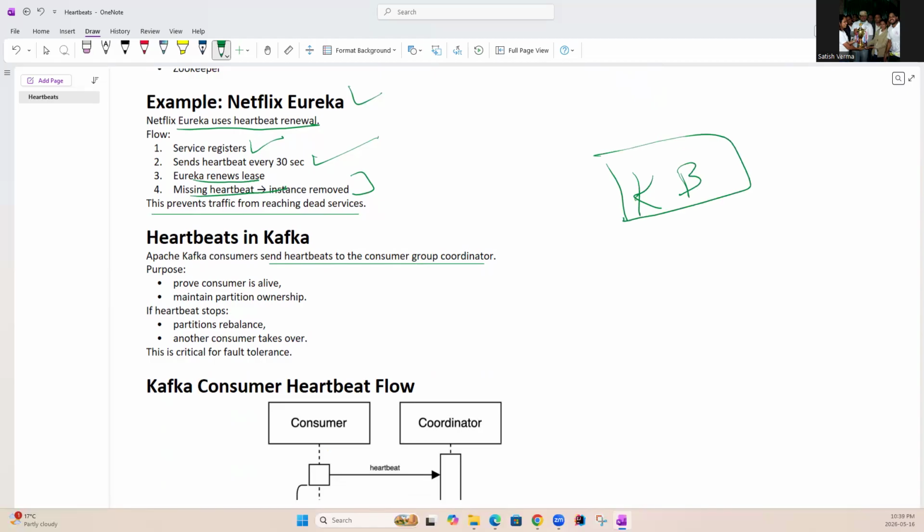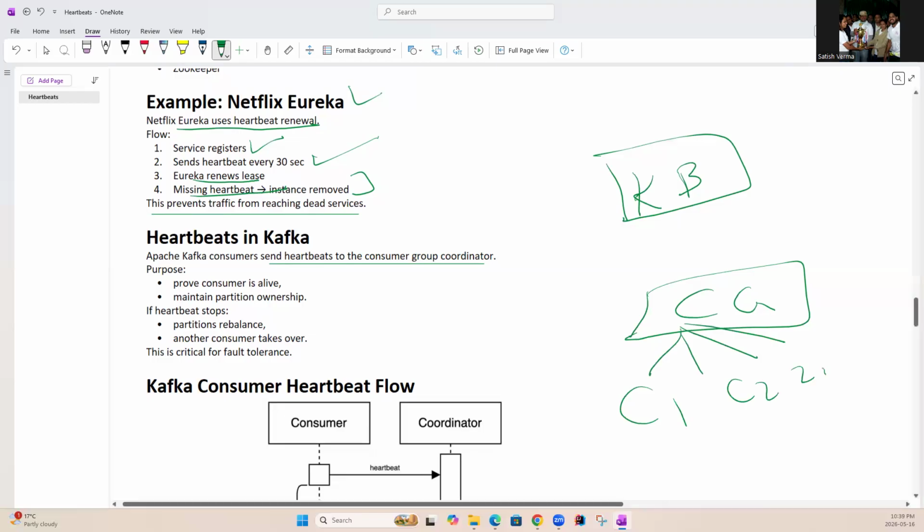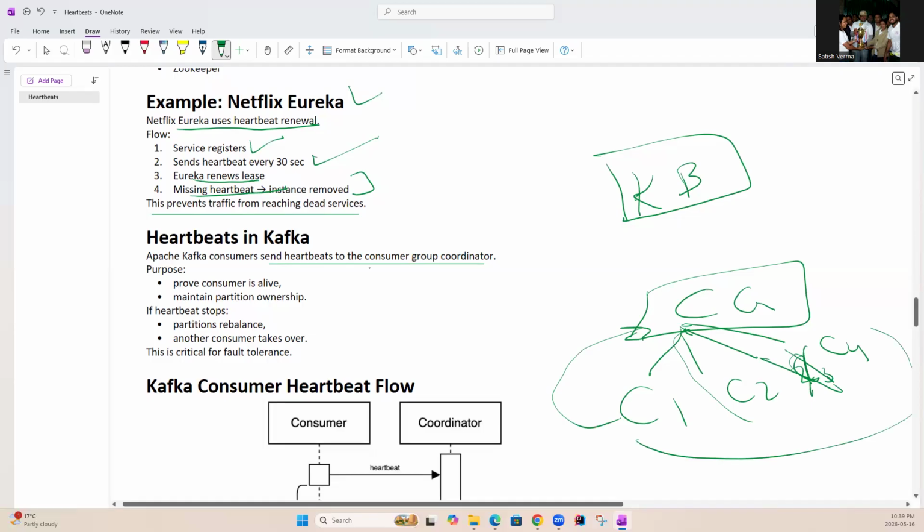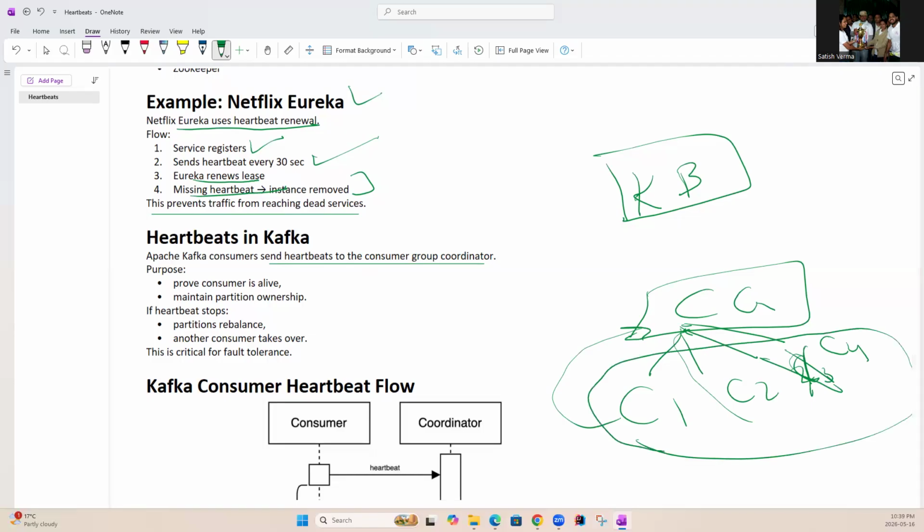Okay. So we have here a consumer group. In the consumer group, we have consumers C1, C2, C3, C4. These consumers send heartbeats to the Kafka group. If, suppose, consumer 3 doesn't send, it means it is not working. So these will get re-triggered, meaning the partitions are reassigned.